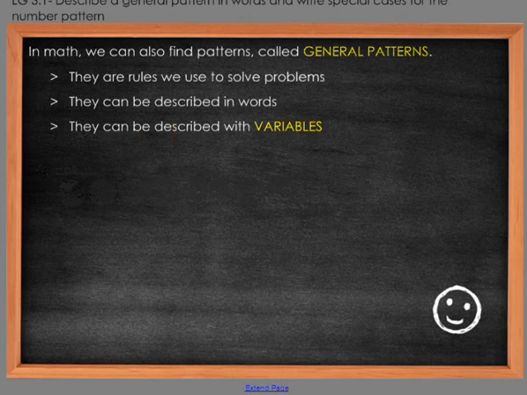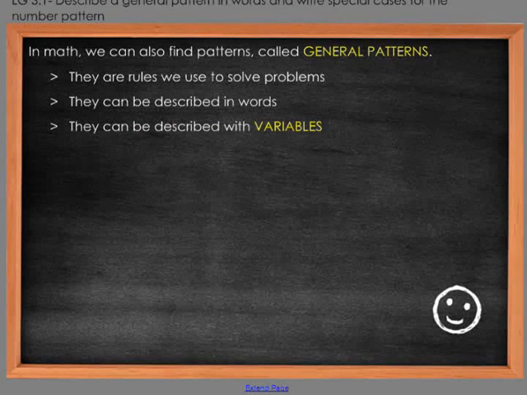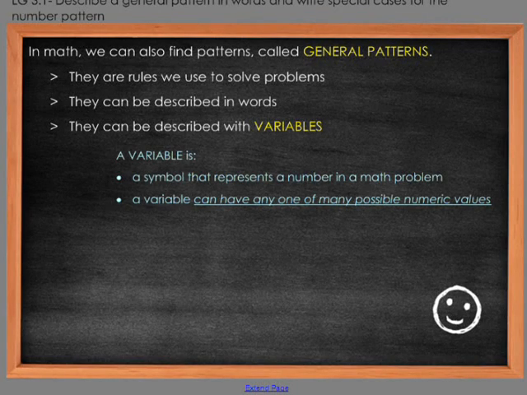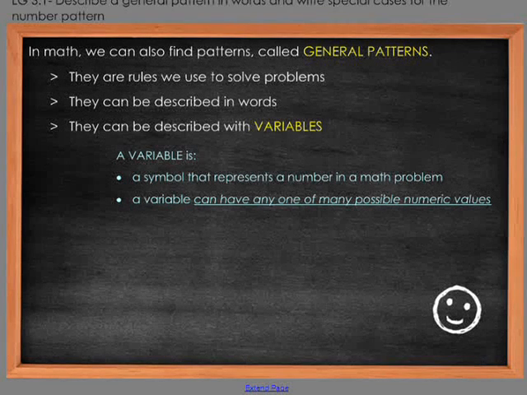In math, we also find patterns, and the patterns we find in math are called general patterns. They are the rules we use to solve problems. They can be described in words, and they can also be described with variables. Now we talk about a variable. A variable is a symbol that represents a number in a math problem.